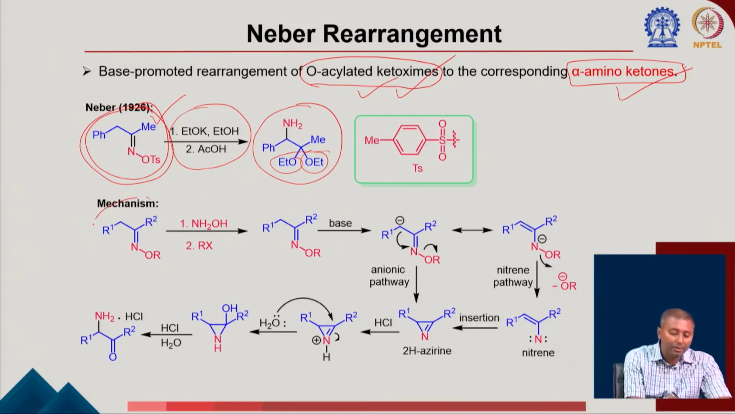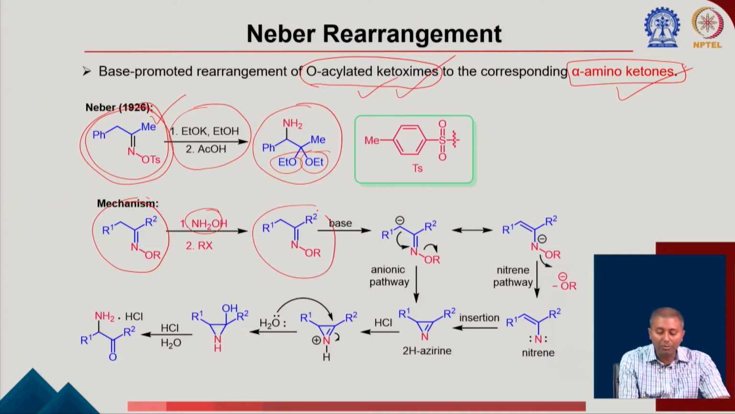Let's try to understand. You have the starting material, formed after you treat the carbonyl with NH2OH, hydroxylamine, and then you try to make it a leaving group. So you make this OR a leaving group. Once you treat with base, it is going to abstract this proton and generate a carbanion. Now this carbanion can attack the nitrogen and eliminate this group, this OR, forming this 2H-azirine. Once this 2H-azirine is formed, the nitrogen is getting protonated.